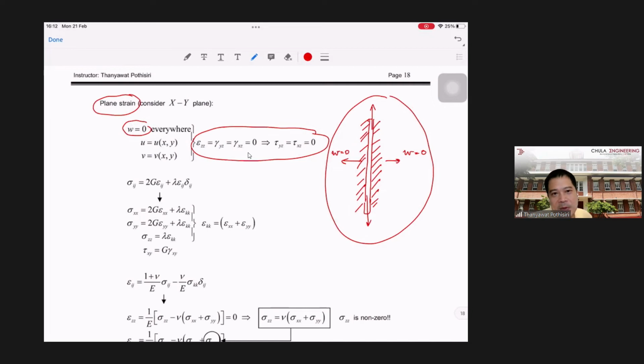If you think of, for example, a structure that is quite long, and you slice through a section of the structure and look at that section in plane only, then you would see that because the other direction is quite long, you can think of this slice as having no movement whatsoever in the perpendicular direction. For example, if you think of a dam, okay, so if you have a dam.